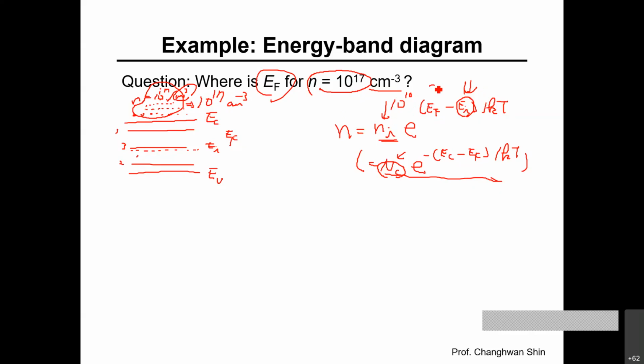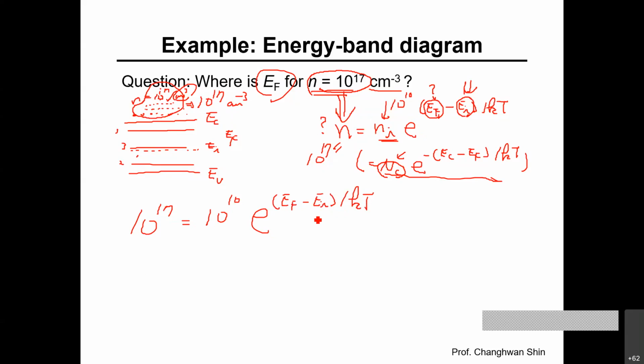And we don't know the position of the Fermi energy level. We don't know the electron concentration. However, in this question, the author has given the number for n, that is 10 to the 17. Then you can calculate the EF. Let's do this simple question. Simply, 10 to the 17 is equal to 10 to the 10 times exponential EF minus EI over KT.